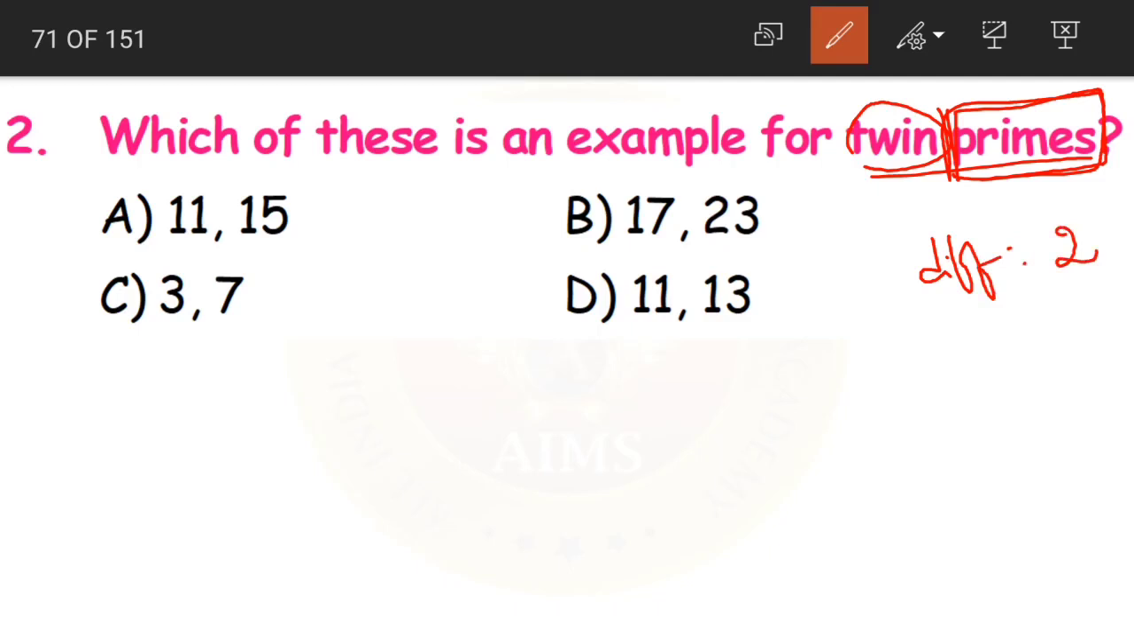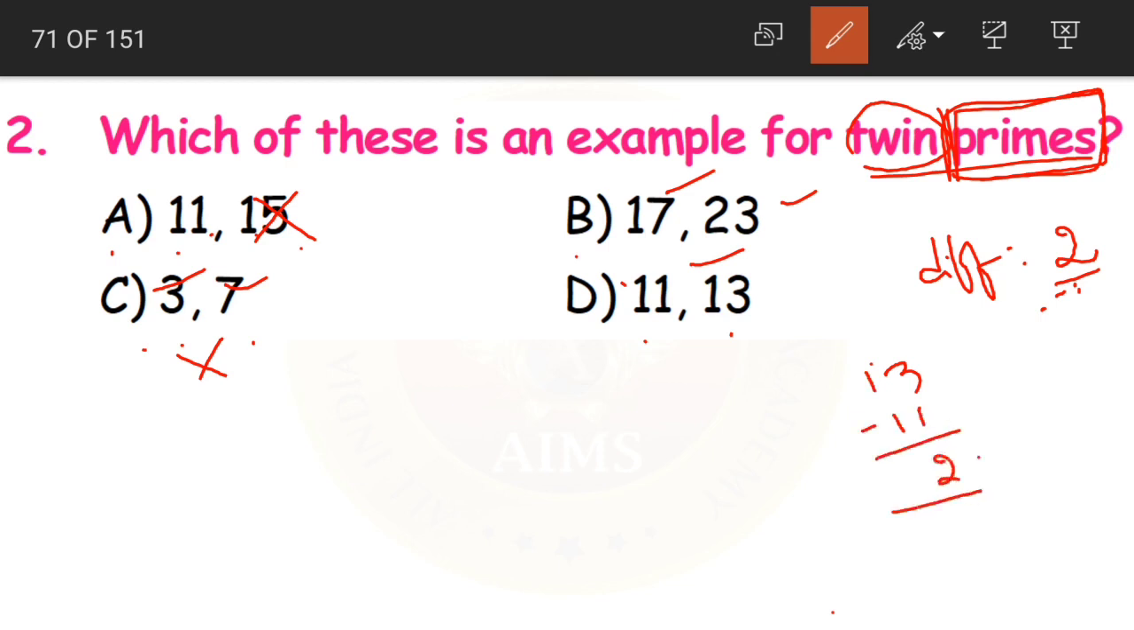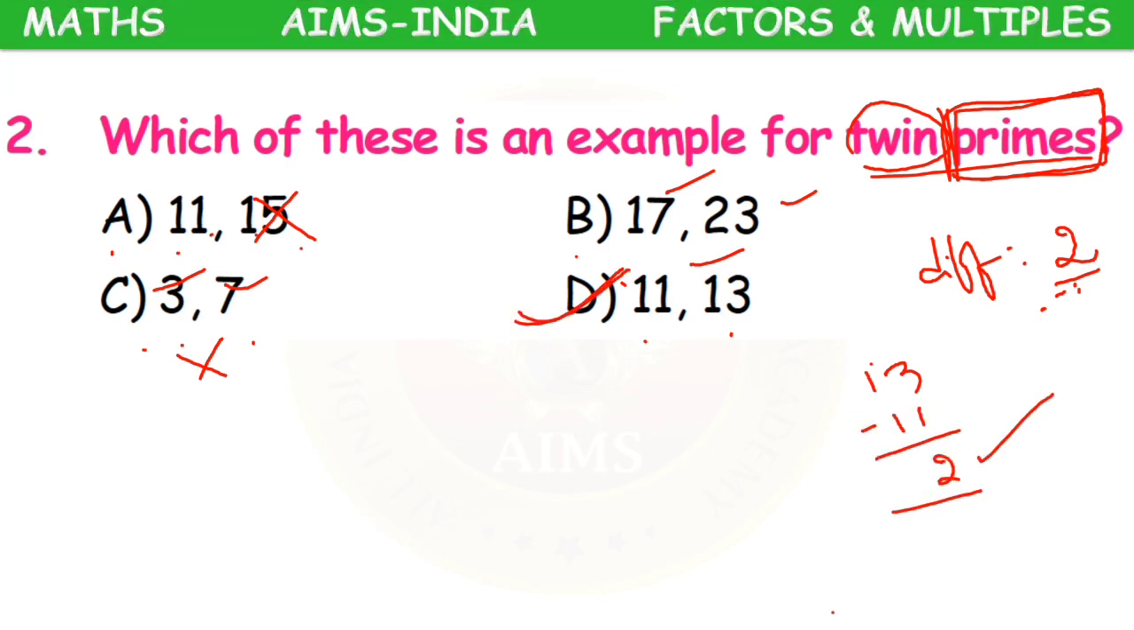Now if we look at our options here, option A, 11 and 15. 15 is not a prime number, so that cannot be our answer. Option B, 17 and 23. Both are prime numbers, but their difference is not 2. Now coming to C, 3 and 7. Again both are prime numbers, but their difference is not 2. Now lastly we have 11 and 13. Yes, both are prime numbers and even the difference between them is 2. So 11 and 13 are an example of twin primes, children.